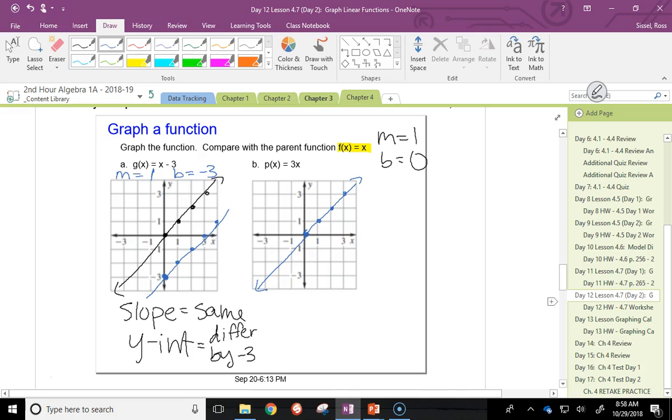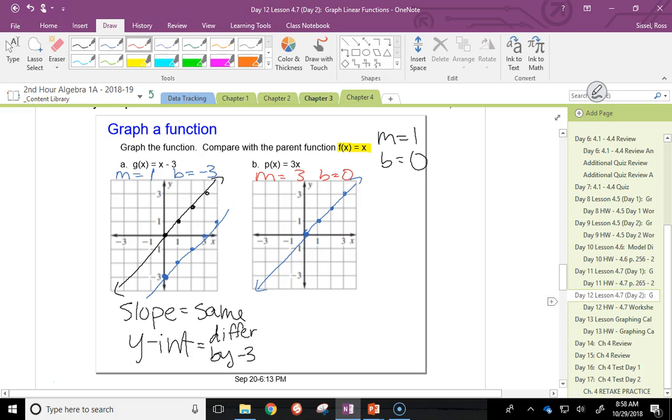But what about for this one? I did it in a different color. I meant to do that in black. That's okay. Okay, so what's our m? M is 3. Everyone know how we got m to be 3? Yeah, because it's the coefficient of x. What's our b? 0. So what's the first point that we plot?